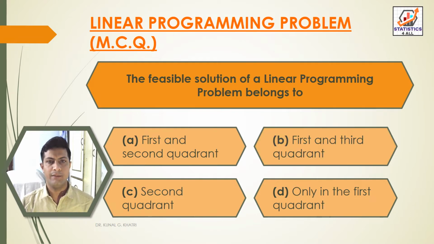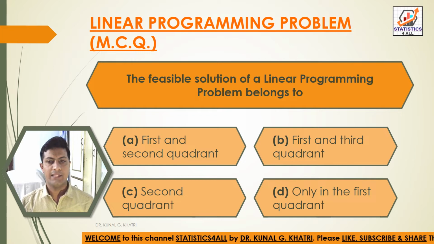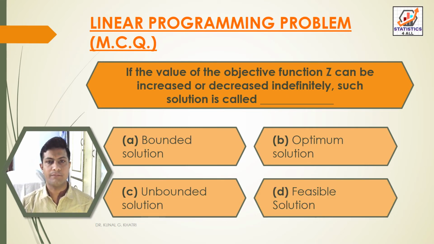Next question. The feasible solution of a linear programming problem belongs to option A, first and second quadrant, option B, first and third quadrant, option C, second quadrant, option D, only in the first quadrant. So here we have answer option D, only in the first quadrant. The feasible solution of a linear programming problem belongs to only in the first quadrant.